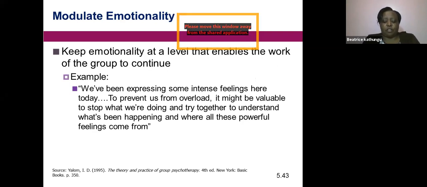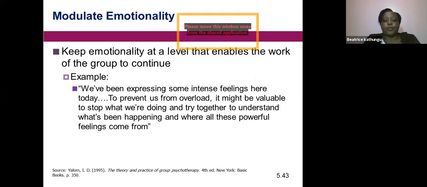I remember one student of mine who told me that they were running a group during counseling practicum, and they were teenagers, and they all started crying. And sometimes it can get very overwhelming. And so we are saying we need to regulate this. And one of the ways, an example is given here.